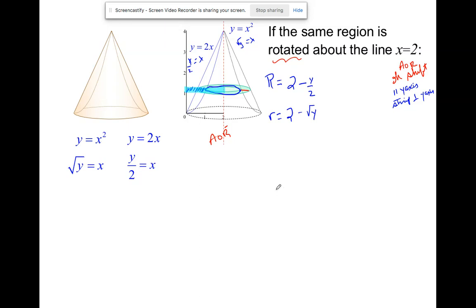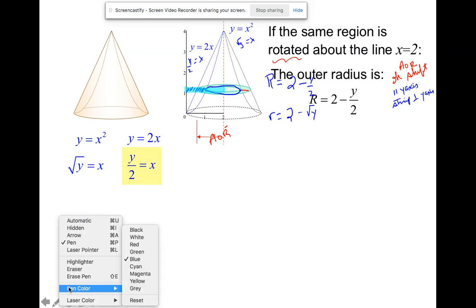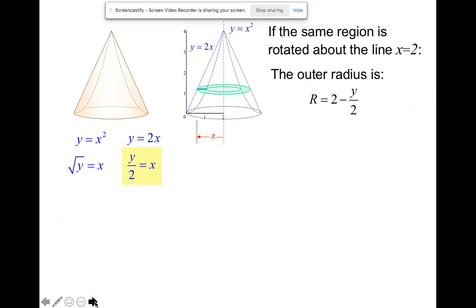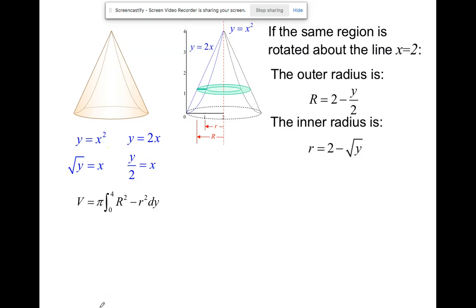Right? So you see why your drawings are important? It doesn't matter if your drawings are good or not. They just have to be enough so that you can figure out that the process never changes. So the outer radius is 2 minus y of the line. The inner radius is 2 minus the curve. The volume is y equals 0 to y equals 4. Pi, capital R squared minus little r squared, strip points at y-axis.